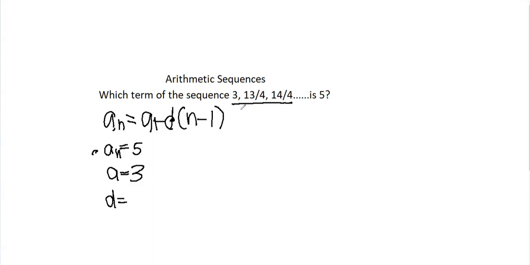So when we're looking at 3 and 13 over 4, for example, we can see that you add 1/4 to get from 3 to 13 over 4. And how I got that was by turning 3 into a fraction over 4 to make it easier. So we know that 3 is really the same thing essentially as 12 over 4. And if we compare 12 over 4 and 13 over 4, to get from 12 over 4 to 13 over 4, you simply add 1/4. And so that is how we know that d, or our common difference, is 1/4.